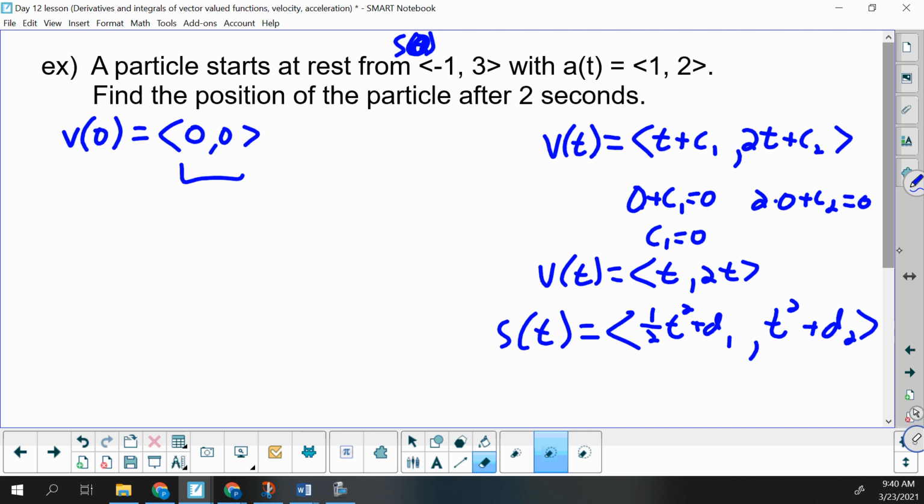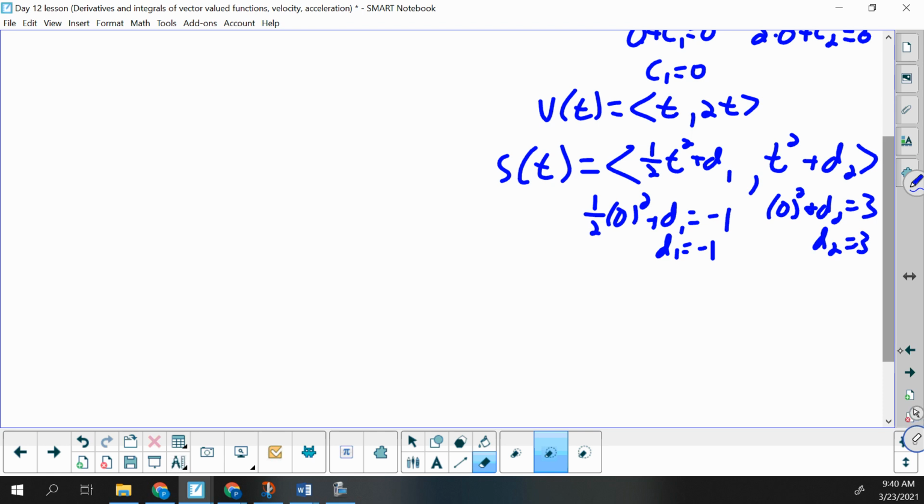Well, our starting position is -1, 3. So when we do 1/2 times 0 squared plus d1, it should equal -1. So d1 is just -1. When we do 0 squared plus d2, it should equal 3. So d2 is just 3. So that means our position function with our constants resolved is 1/2 t squared minus 1 and t squared plus 3.